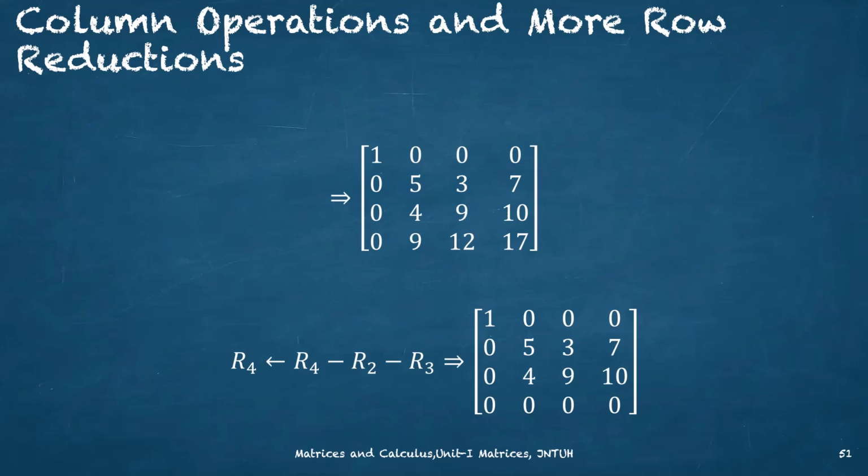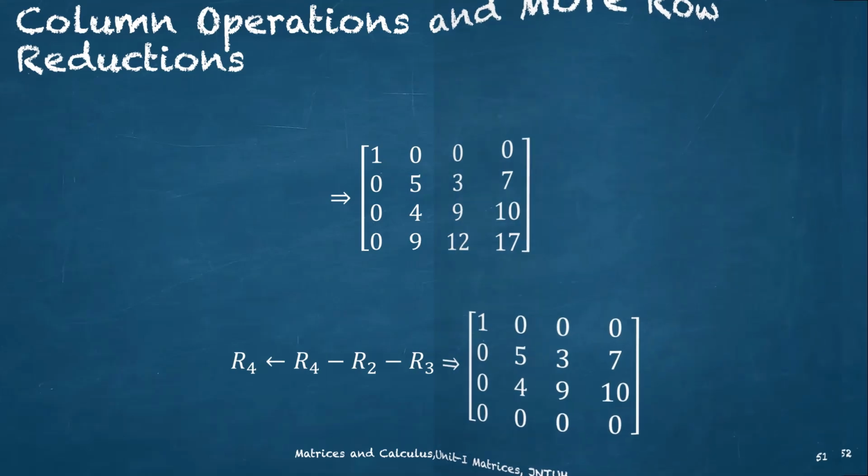Column operations and more row reductions. After applying the column operations, the matrix is simplified further. The first row becomes 1, 0, 0, 0, and the rest of the rows are adjusted accordingly. Now we apply one more row operation to eliminate the non-zero values in row 4. We replace row 4 with row 4 minus row 2 minus row 3. This gives us a new row 4: 0, 0, 0, 0. The final matrix now has 3 non-zero rows, which we will use to determine the rank.